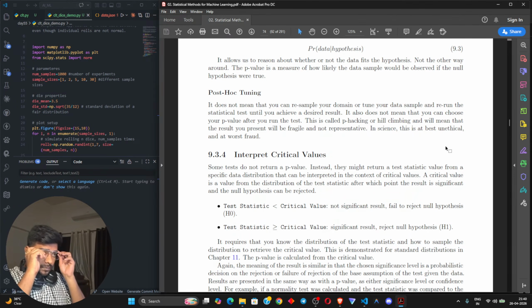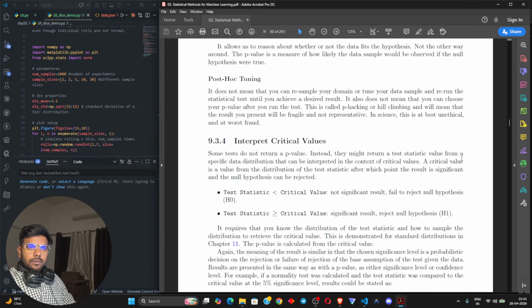Interpret critical values. Some tests do not return a p-value. Instead, they might return a test result from this data distribution that can be interpreted in the context of critical values. A critical value is a value from the distribution of the test.